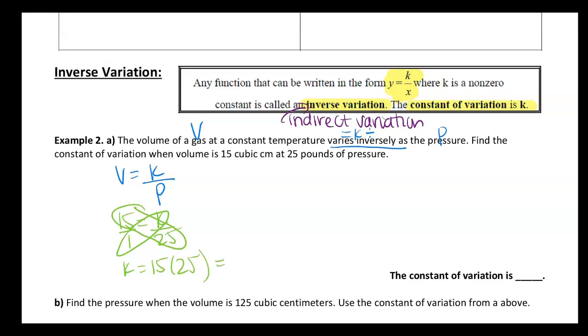So 15 times 25, I don't know that in the back of my head, so let me plug this in. It's going to give me 375. So my constant of variation is 375. The last thing I'm going to write out is my equation, 375 all over P. That's my inverse or indirect variation equation.